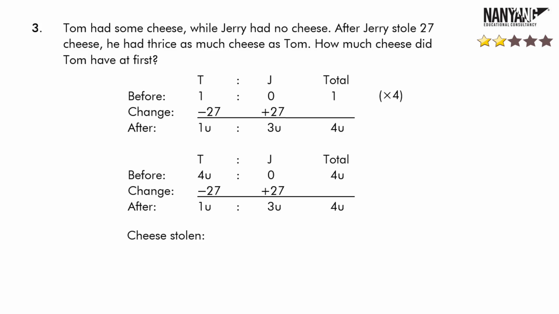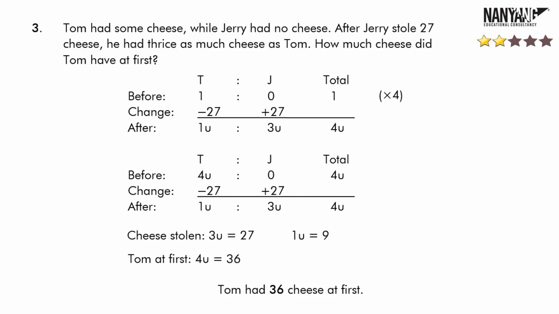So how much cheese did Jerry steal? Well, it will be 3 units, which is, as the question tells us, 27. So 1 unit will be 27 divided by 3, 9. So how much cheese did Tom have at first? That will be 4 units as our table tells us, which would be 4 times 9, 36. So that's our answer. Tom had 36 cheese at first.